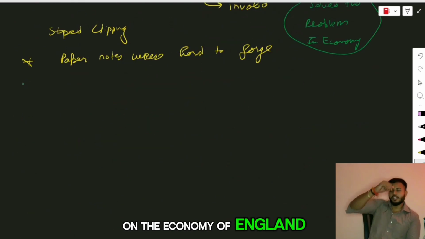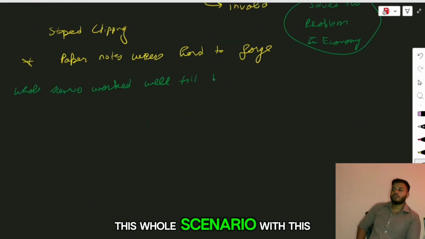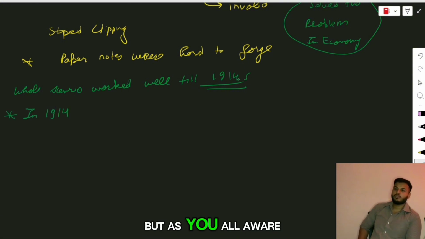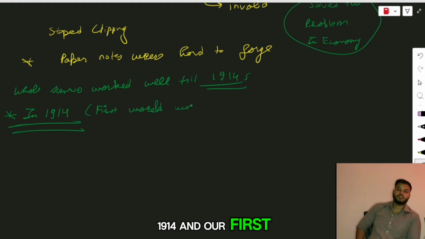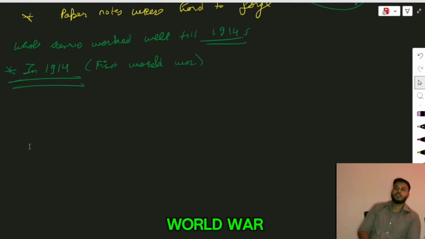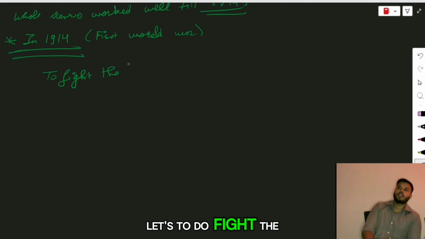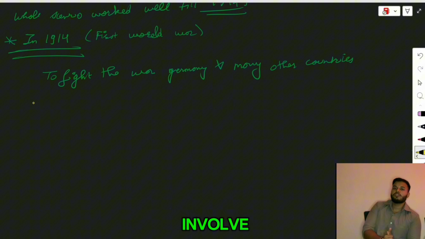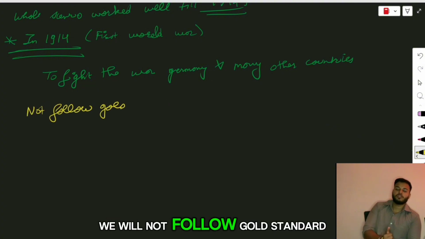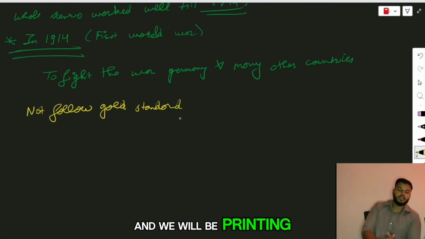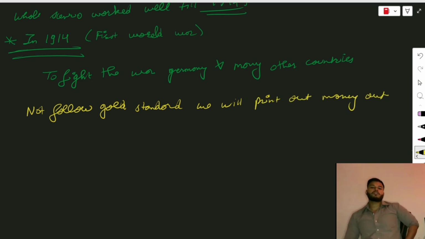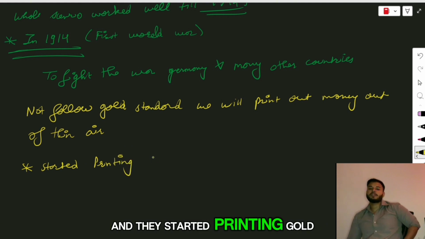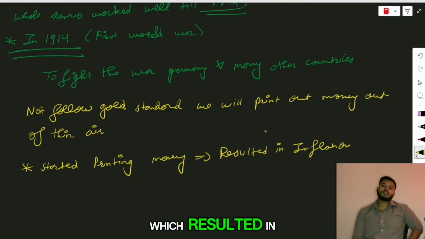This whole gold standard scenario worked very well till 1914, but as you are all aware, we had our first World War. To fight the war, many countries, not only Germany, thought that they would not follow the gold standard and would print money out of thin air. So they went off the gold standard and started printing money, which resulted in inflation.